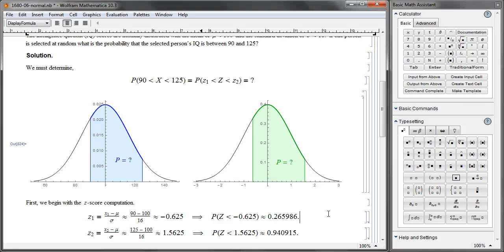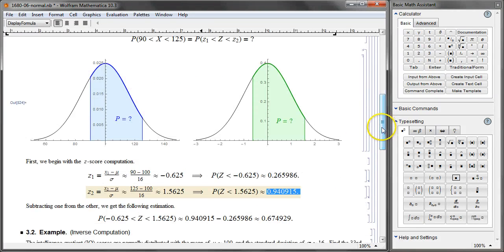Here in my notebook, I use a little bit more accurate figure using mathematical computation. This is a little bit more precise figure than the one I got from the table, and this too is a little bit more precise figure. Subtracting one from the other, we get this value.